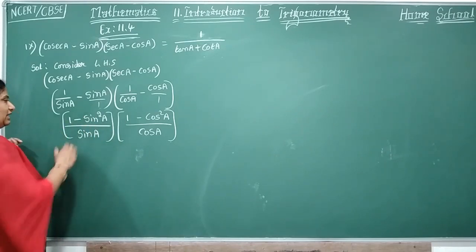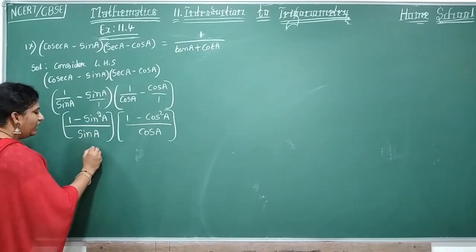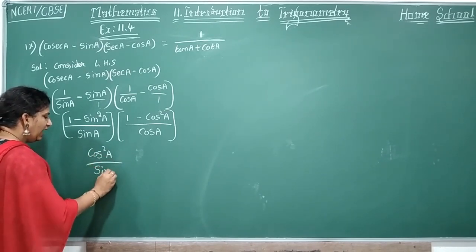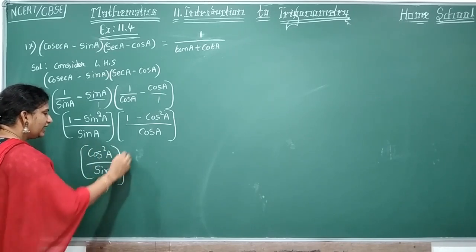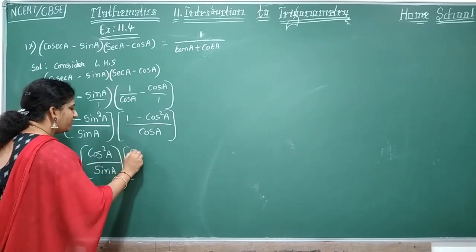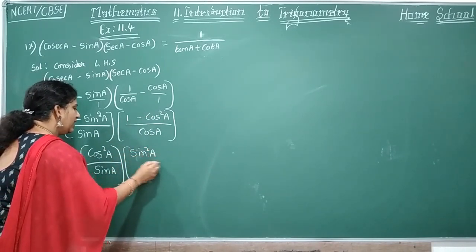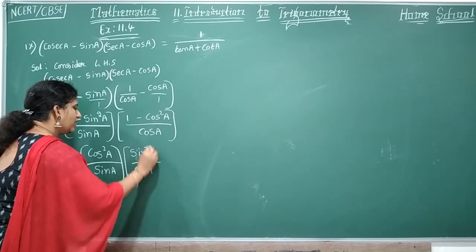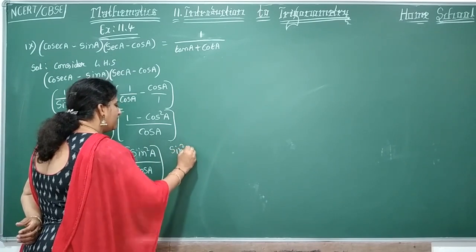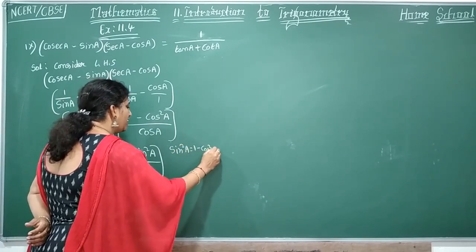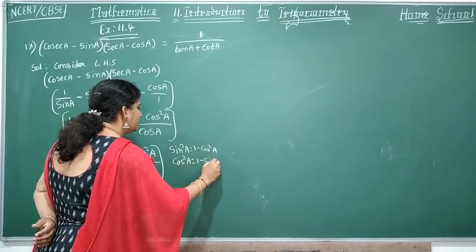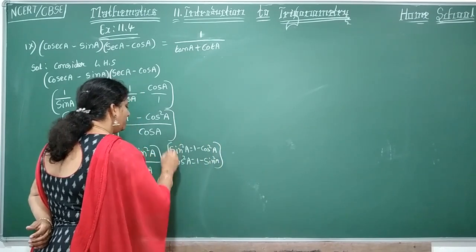Let me write it directly here. What is 1 minus sin square A? It will be cos square A by sin A. See here, children, when you are writing anything, how you are writing, you have to display there. So 1 minus cos square A will be sin square A by cos A. So now look here, I will write sin square A is equal to 1 minus cos square A, and cos square A is equal to 1 minus sin square A. We know this, right? Okay.